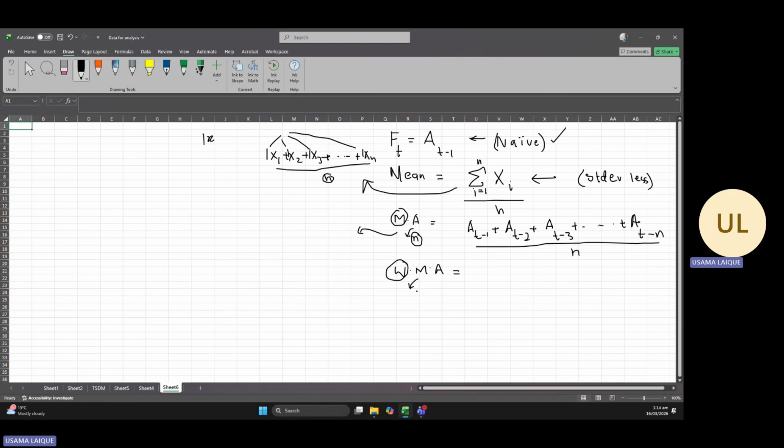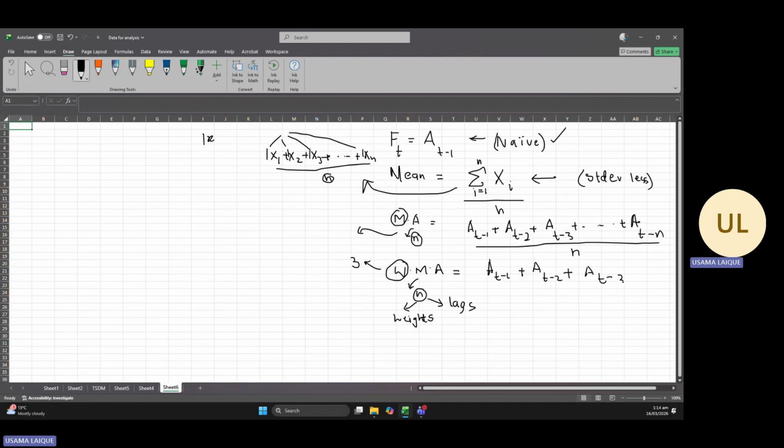So weighted moving average also depends upon the value of n, the number of lags, but it also involves what we call weights. What does that mean? If we are supposed to apply a three-period weighted moving average, then this means n is 3, so there are 3 lags: A subscript t minus 1 plus A subscript t minus 2 plus A subscript t minus 3.